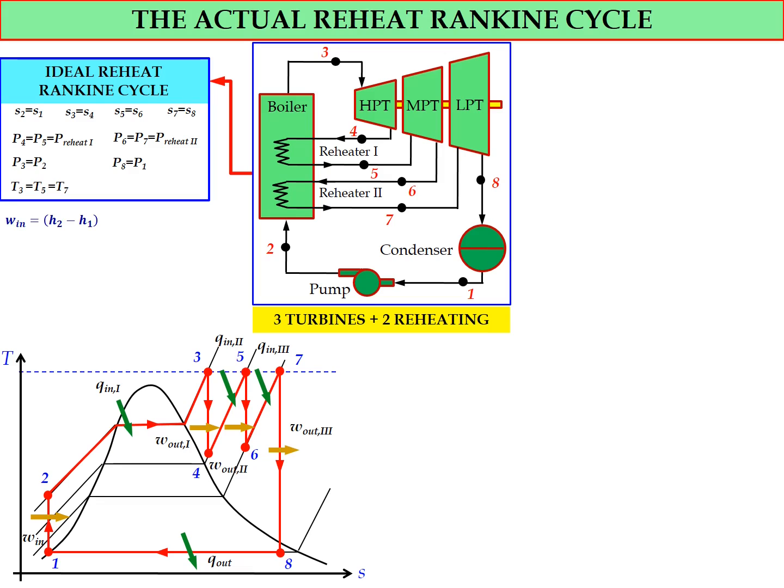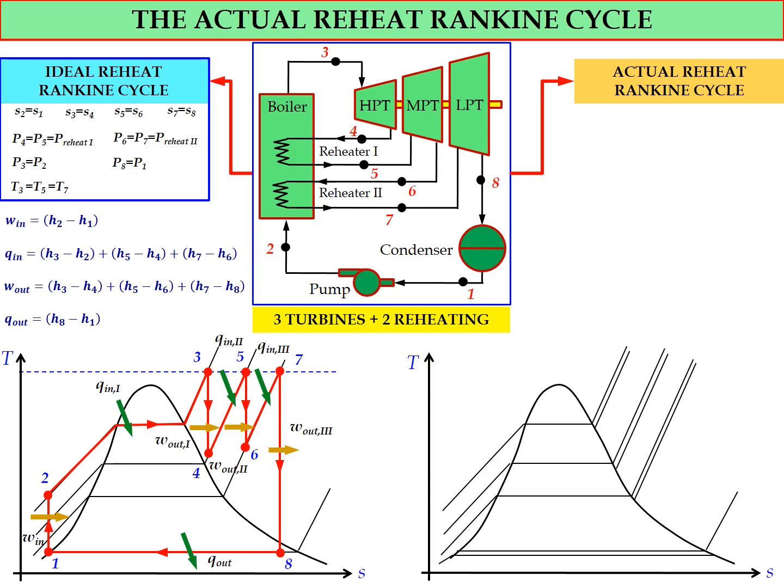In terms of formulas for W in, W out, Q in, Q out: W in will be H2 minus H1. Total Q in will be Q in 1 plus Q in 2 plus Q in 3, which is equal to H3 minus H2 plus H5 minus H4 plus H7 minus H6. For W out, we have 3 turbines, so we need to combine W out number 1, W out number 2, and W out number 3, which is total W out equal to H3 minus H4 plus H5 minus H6 plus H7 minus H8. And we have 1 Q out at the condenser. The value of Q out equals H8 minus H1.